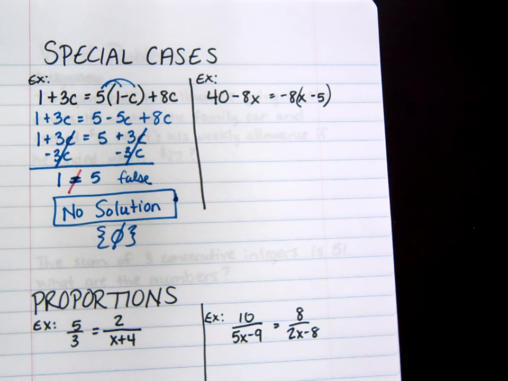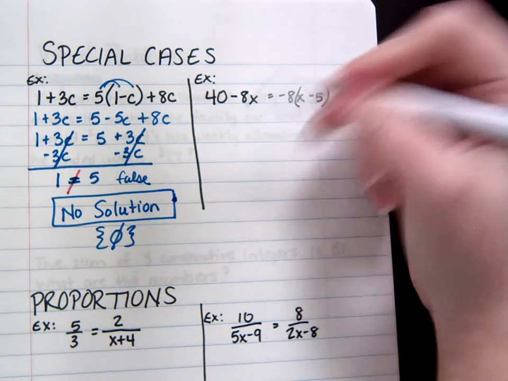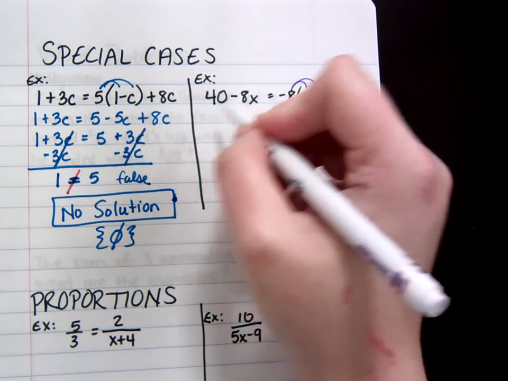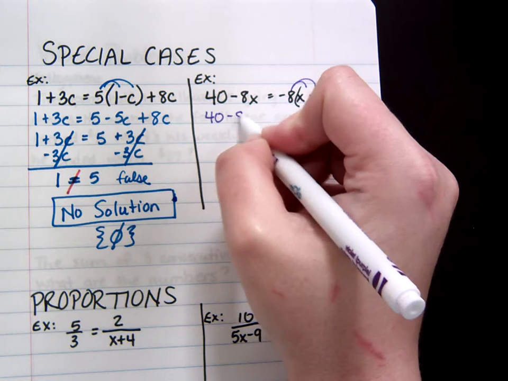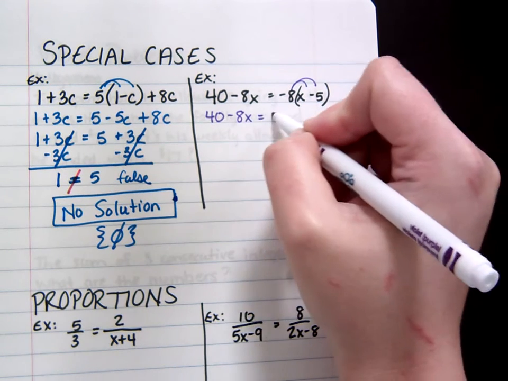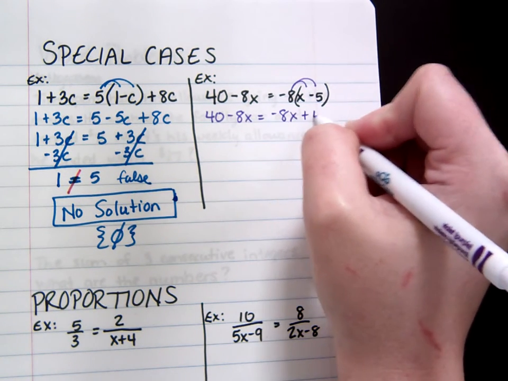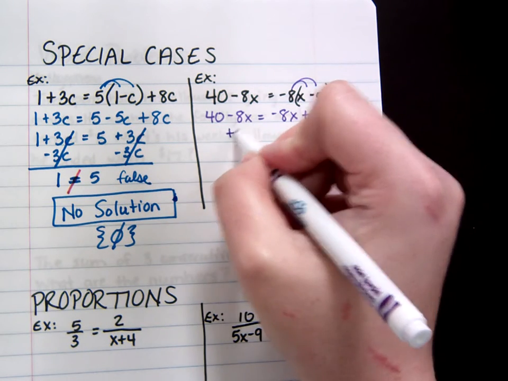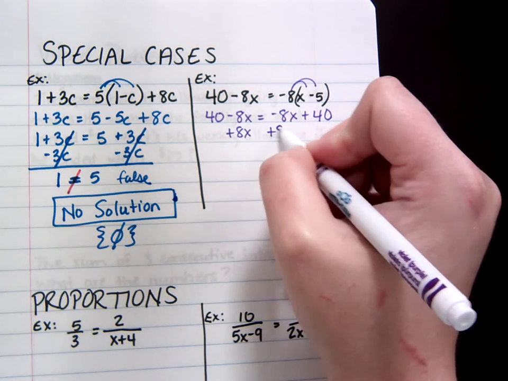Alright, so looking at the next example. The next one is a different special case. You start off like you would any other equation. I can distribute on this side, so I'm going to distribute. So I have 40 minus 8x equals negative 8x plus 40. Move your variables to one side. So you add 8x to both sides.